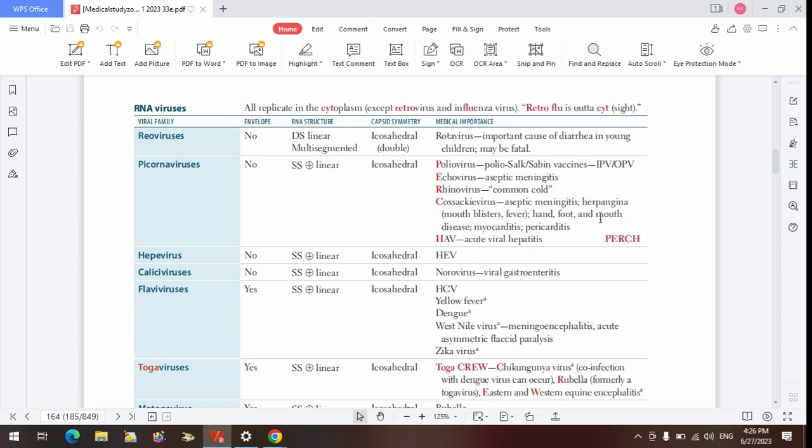It goes to the mouth and causes herpangina. So herpangina is just the presence of very painful ulcers and vesicles in the mouth. But which part of the mouth? They are present in the posterior aspect of the oropharynx.